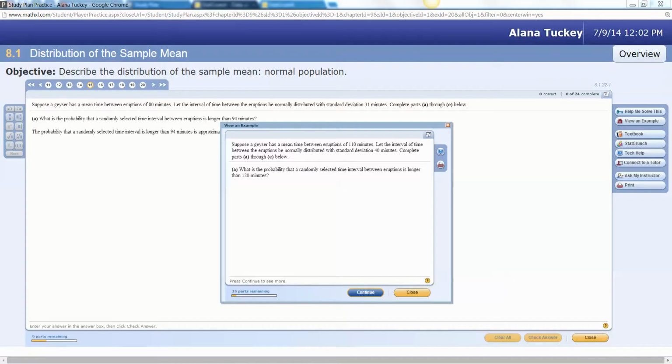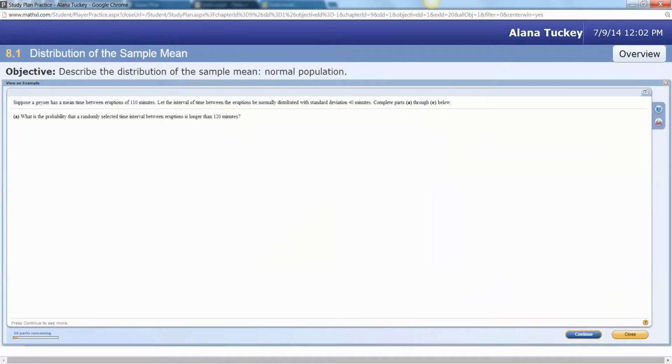Hello there, this is Alana Tucky, and this is going to be a tutorial for section 8.1, number 22. So let's see here. Let's suppose a geyser has a mean time between eruptions of 110 minutes. Let the interval of time between the eruptions be normally distributed with a standard deviation of 40 minutes. Complete parts A through E below.